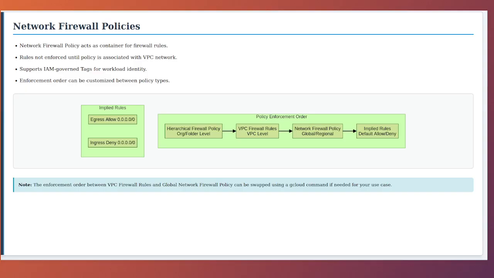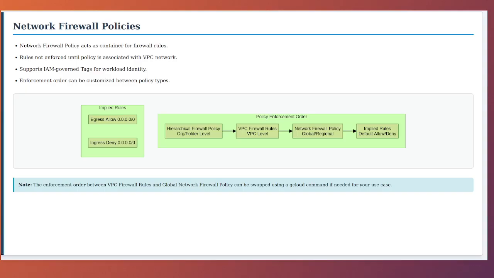Looking at the diagram, Google Cloud's firewall policy hierarchy works in a specific order. Hierarchical firewall policies sit at the organization and folder levels, providing broad governance across multiple projects. Below that, you have VPC firewall rules, which are the traditional firewall rules applied directly to a VPC.